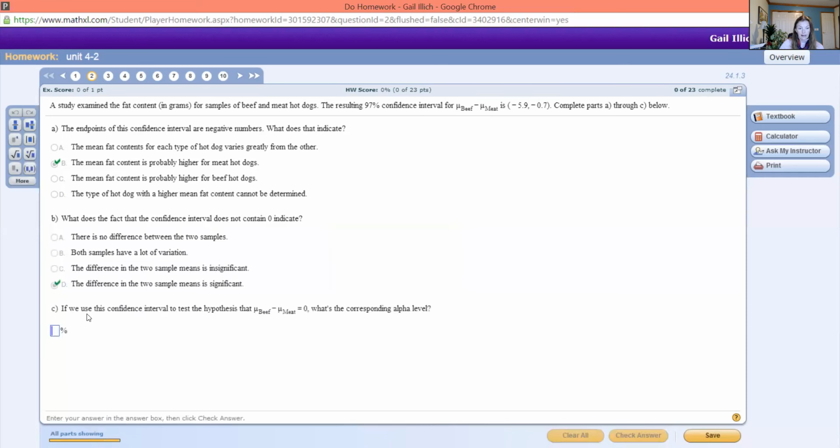And then finally, this is the question that kind of trips people up because we haven't talked about it too much. But when you have a 97% confidence interval, the remaining amount up to 100%, so 100% minus 97%, is what your alpha level is. So in this case, 100% minus 97% is 3%. So we'll just change that to a 3. Okay.